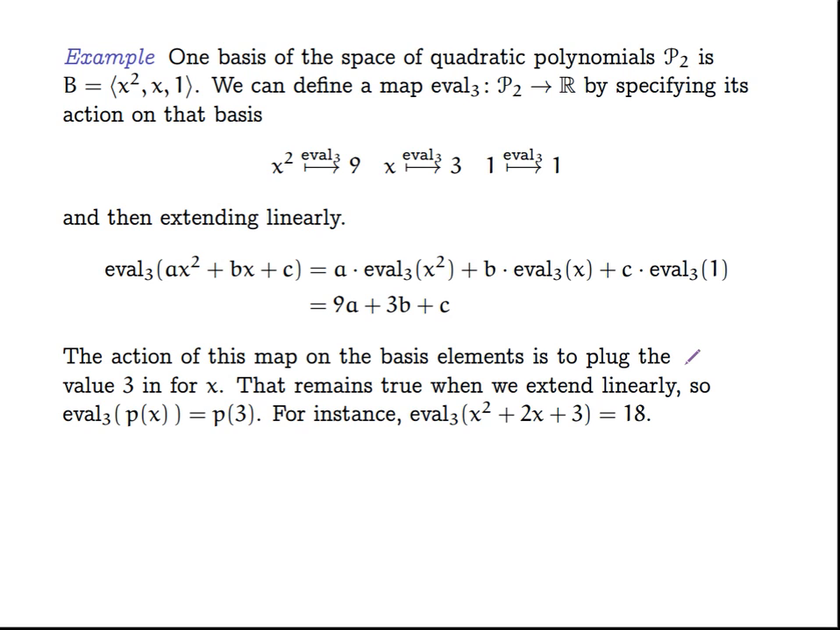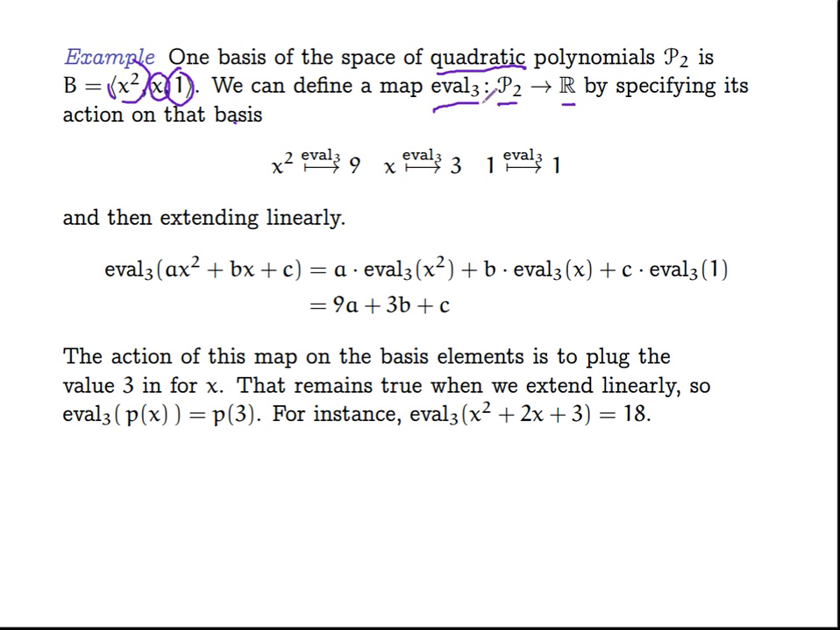Okay, so here's an example. On the basis of the space of quadratic polynomials, I have a basis which consists of x squared, x and 1. We've seen this basis before. This is the standard basis. I could define a mapping suggestively called eval3 that maps second degree polynomials to a real number by specifying its action on the basis x squared, x and 1.